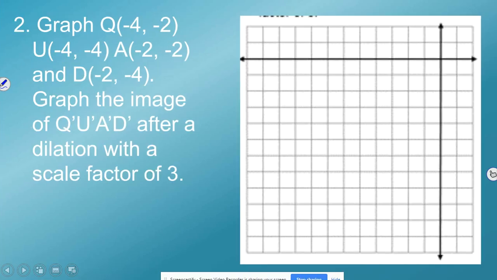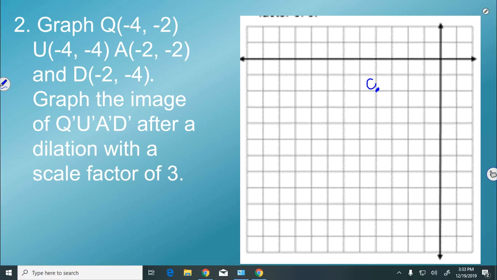First, starting with graphing those new coordinates. Q is (-4, -2). U is (-4, -4). A is (-2, -2). And D is (-2, -4). Now, instead of graphing Q, U, A, D, let's do Q, U, D, A. And we get this small 2 by 2 square. We're going to graph the image of QUAD, Q'U'A'D', after dilation with a scale factor of 3. So we need to multiply all those original coordinates by 3.